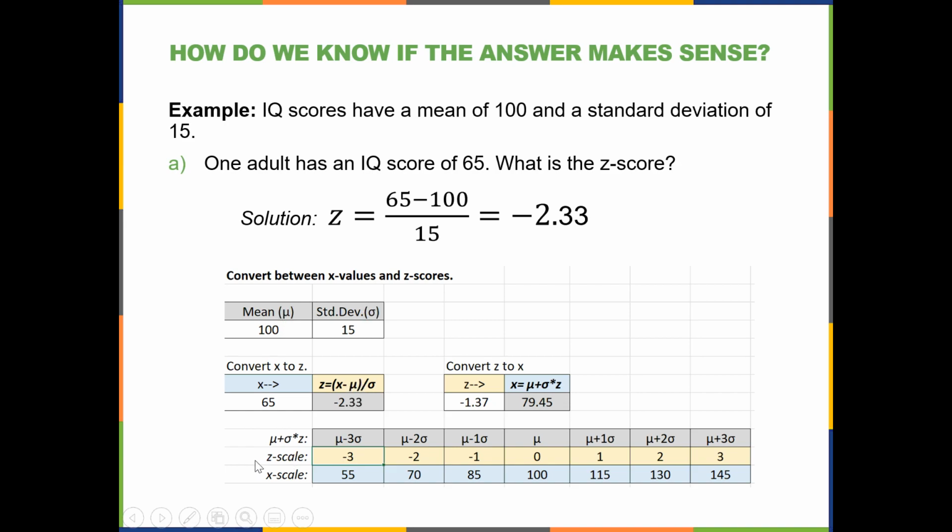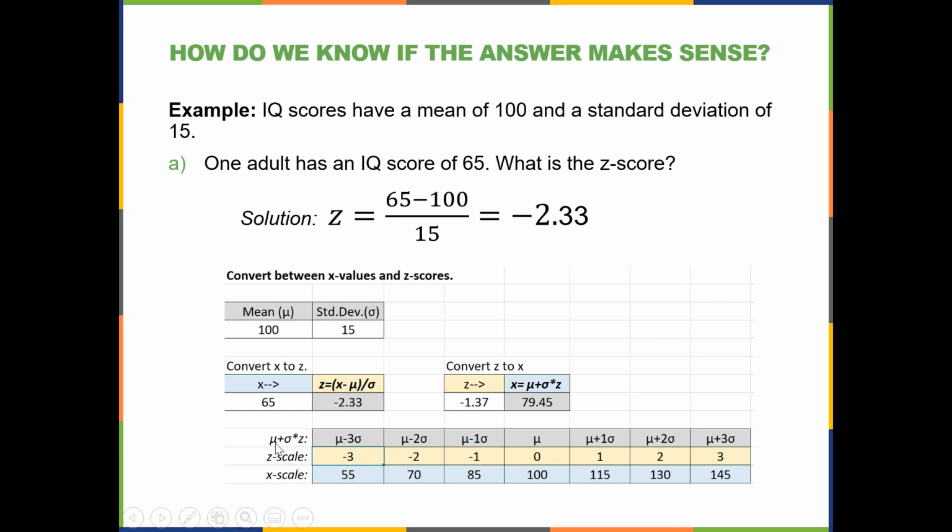And remember, z-scores represent the number of standard deviations that a value is away from the mean. So corresponding to the z-score of 0, 0 standard deviations from the mean, that's 100, the actual mean. When I move one standard deviation below the mean, that corresponds to the z-score of negative 1, and I have an IQ score of 85. Jump again, and I have 70. Jump again, and I have 55, and so on.